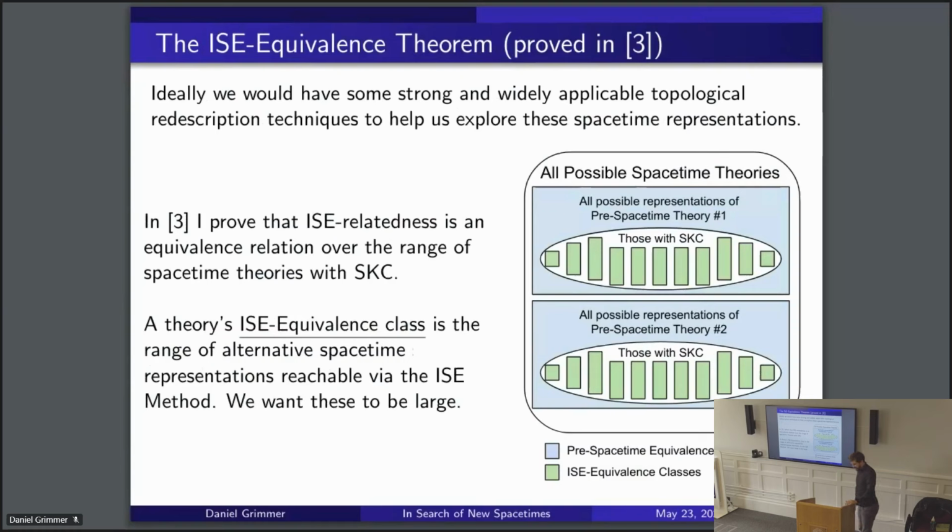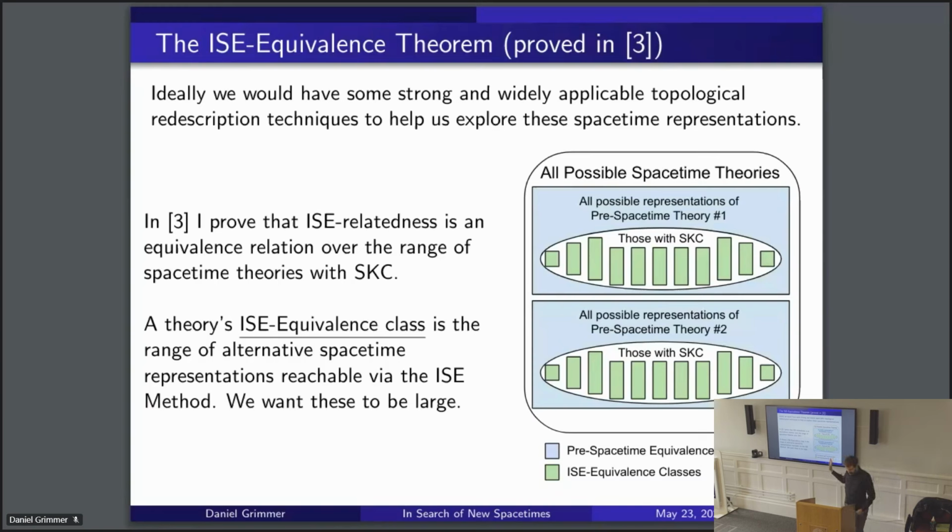So what I do at the end of my thesis is I prove that this ISE relatedness, so whether or not two theories can be redescribed in terms of each other using my ISE method, is an equivalence relation over the space of theories with space-time kinematic compatibility. So it divides this oval up into equivalence classes. Okay? And so an ISE equivalence class, if you're in the same rectangle here, you can be redescribed as each other via my ISE method.